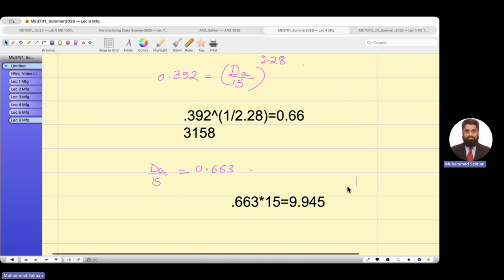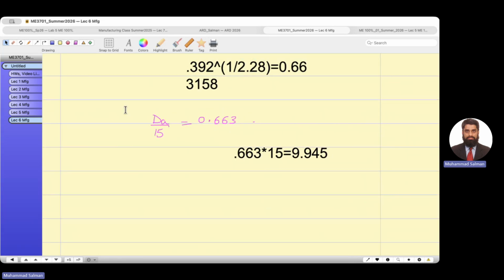10. That's good. So below this diameter, you cannot achieve it with this die angle and with this friction coefficient. So you have understood how to find the minimum diameter? About 10 millimeters. Have you understood up until here?